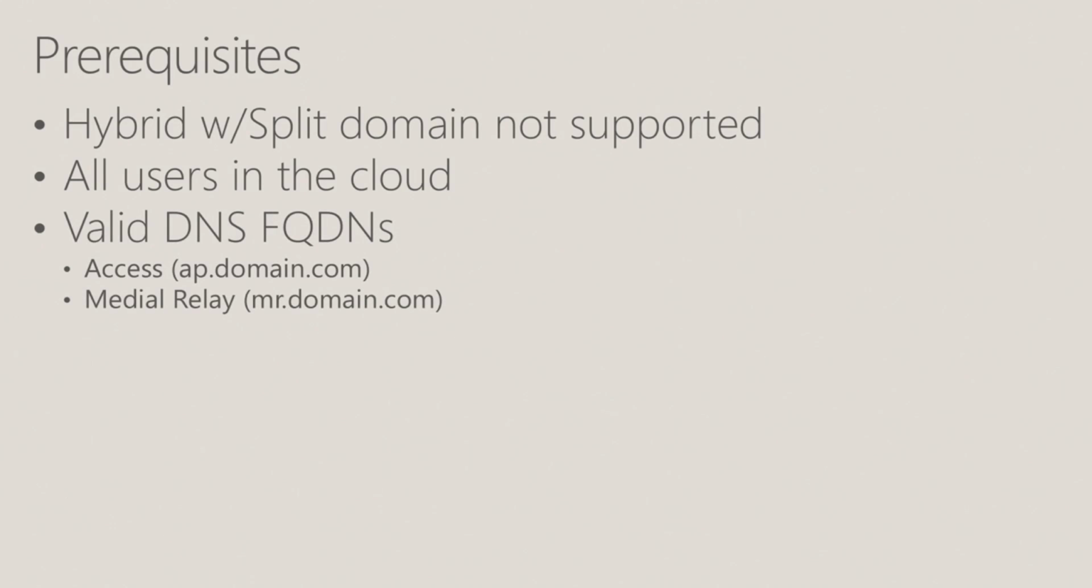You need valid DNS, fully qualified domain names for the outside interface. If you read the documentation, you need one for access, SIP, AP, call it what you want. The name doesn't matter, but it needs to be unique. And then there's an interface for media relay. You need one public IP, which these two fully qualified domain names will share.